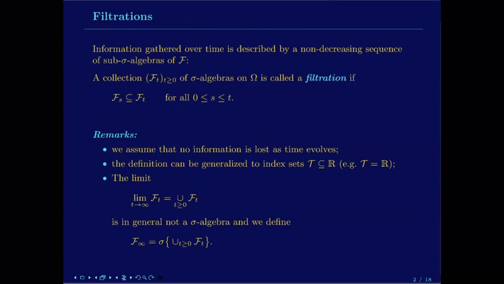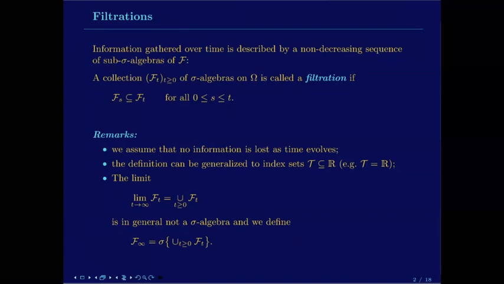And here we have assumed that our times are non-negative. We can generalize it to general index sets being subsets of R. So in particular, for instance, for whole R, which is relevant in particular for stationary processes.